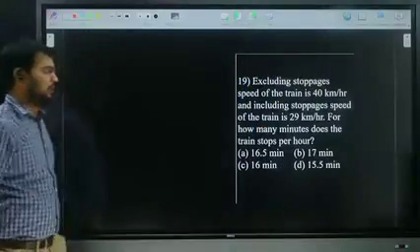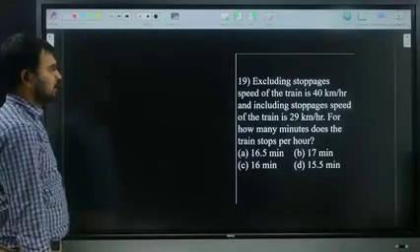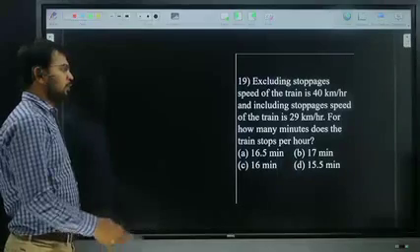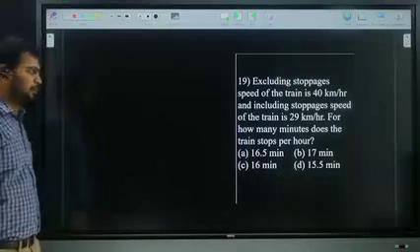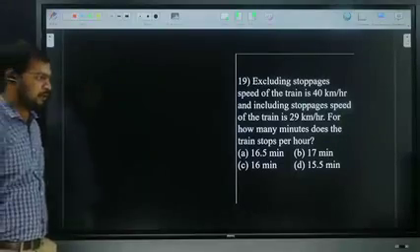So this question is also very, very important, Amma. Look at me, all of you. Excluding stoppages, the speed of the train is 40 km per hour. Including stoppages, the speed of the train is 29 km per hour. For how many minutes does the train stop per hour?